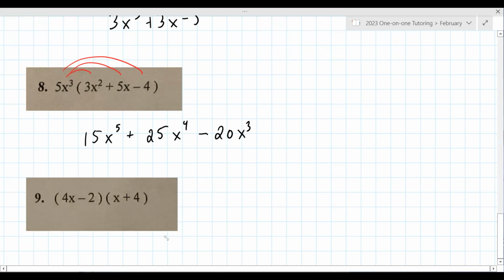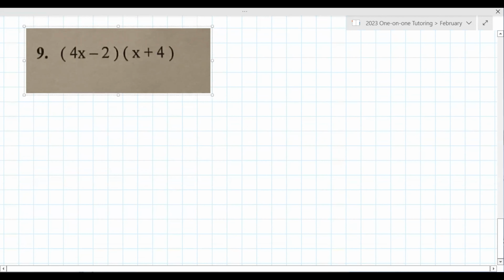Number 9 here, you're going to FOIL. So give that a try. You will combine the O and the I when you do this.